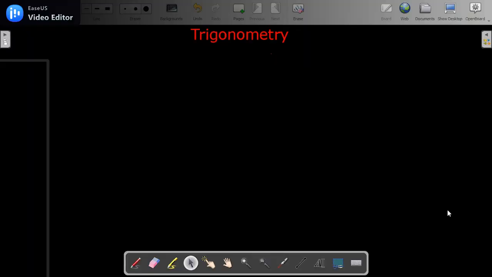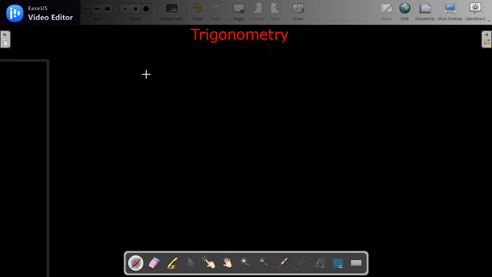Good day. As you can see, the subject for this section is mathematics, and we're treating trigonometry. So, what's trigonometry? Trigonometry is simply the study of triangles in relation to their sides and angles.